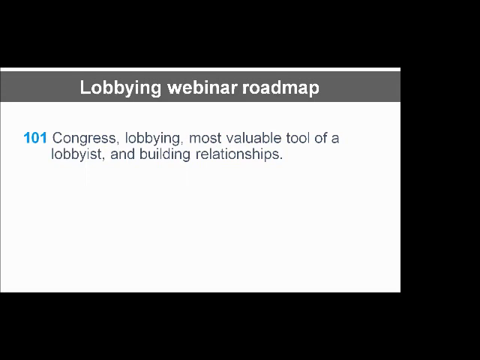Our first one, our Lobbying 101 webinar, is really about citizen advocacy. What does it mean to be a citizen advocate? What's our most powerful weapon that we have at our disposal? Hint: the most powerful weapon we have is information on how our policy will impact a member's district or state. That's the most powerful thing that we have at our disposal. And we talk about building relationships in Lobbying 101 as well.